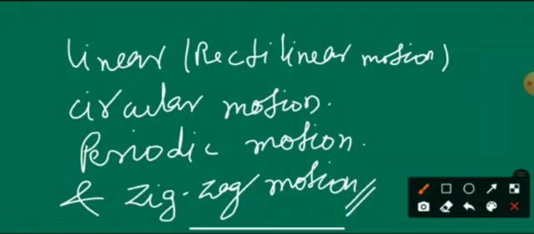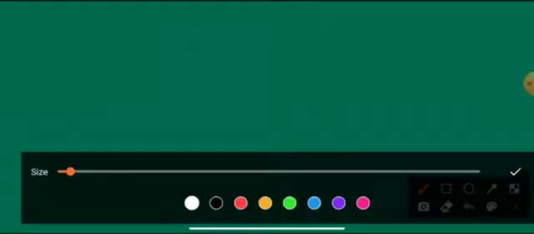Now we'll talk about the further topics which will be covered in this chapter: what is speed, what are the different types of speed, what is velocity, what are the different types of velocity, and so on. Firstly, we are going to start with what is speed. Focus on the board and we'll proceed.